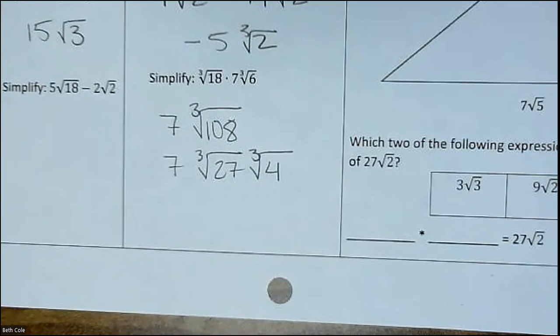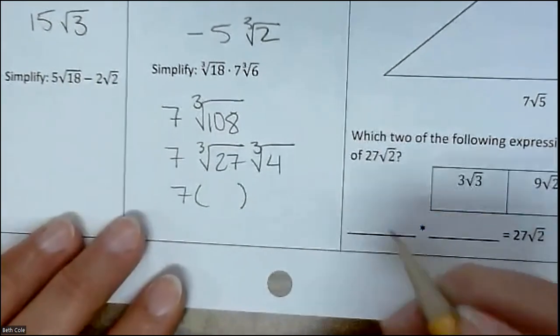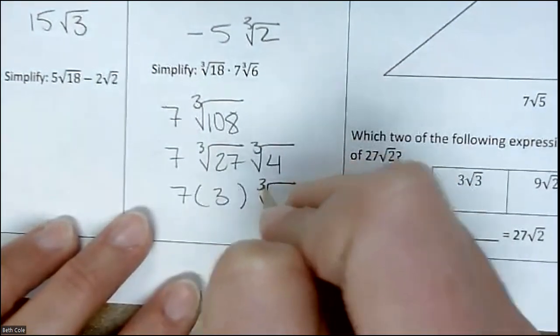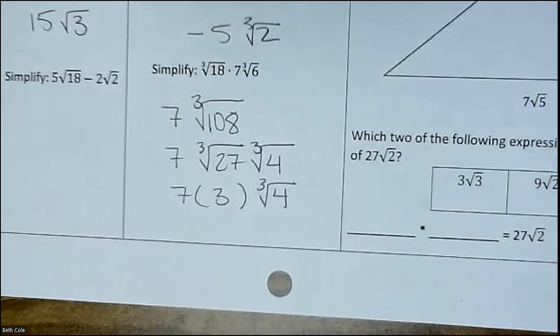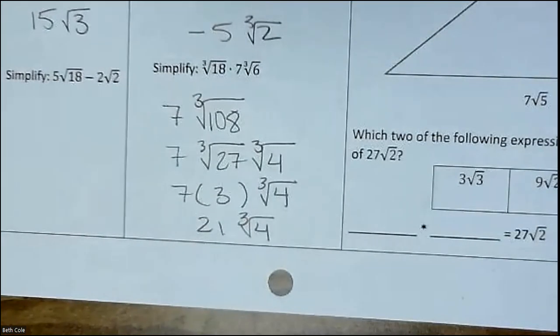And again, the whole point of choosing a number off the list is it's going to work. What is your cube root of 27? It's 3. Good. Cube root, I guess I could have erased that and just wrote 3. But anyway, your final answer then, good, is 21 cube root of 4.